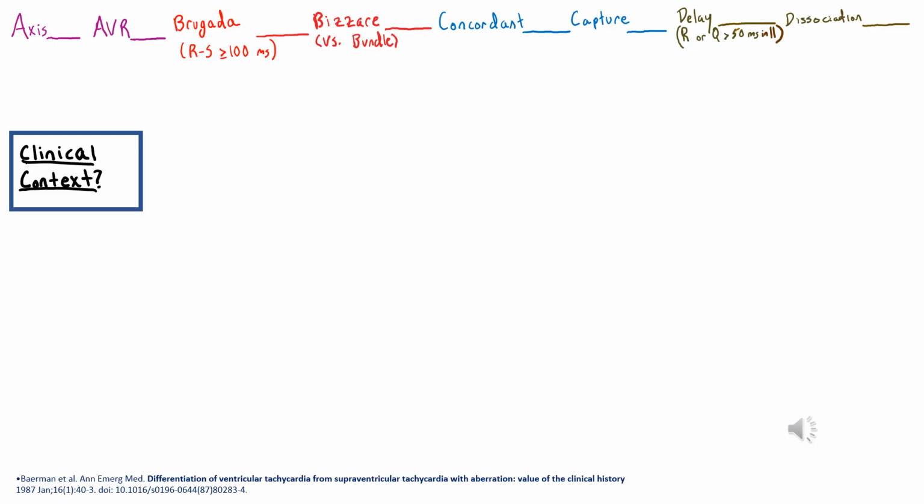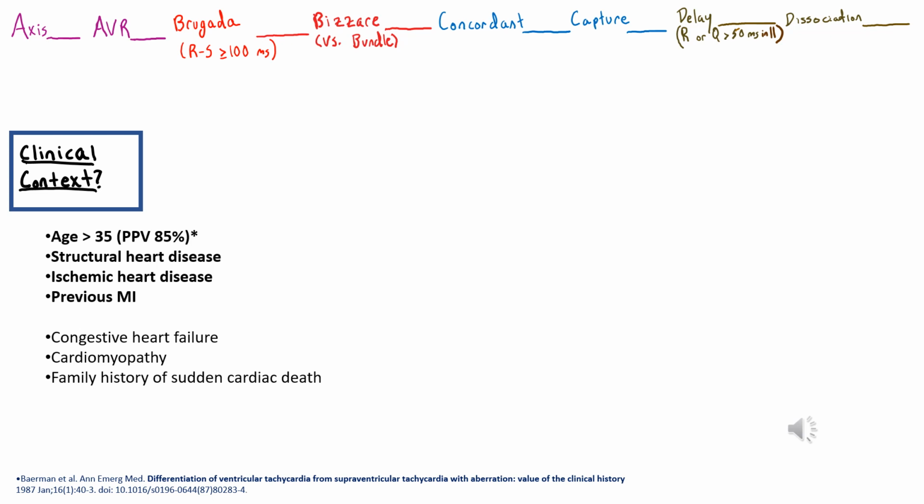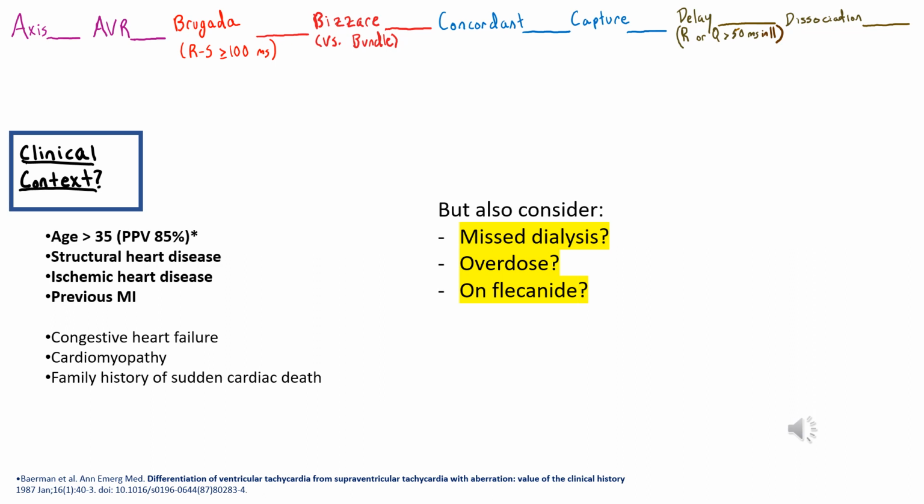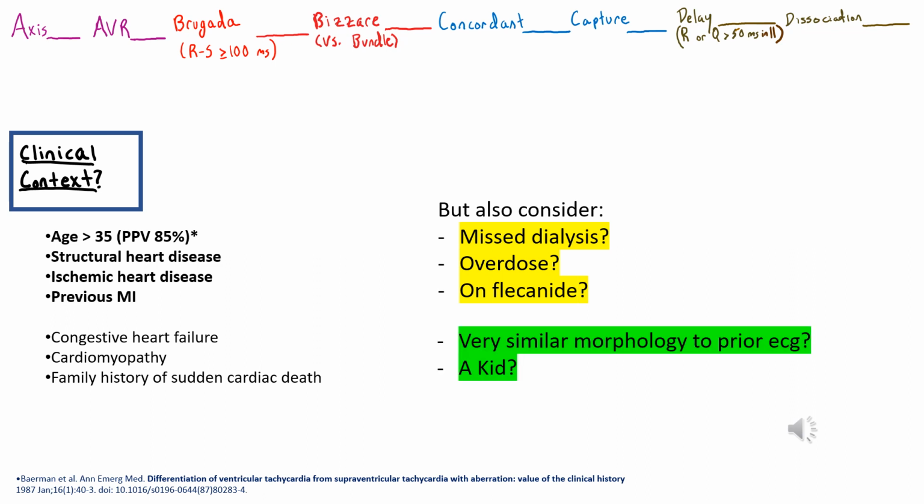First, though, let's discuss clinical context. If you're older and have a history of MI or structural heart disease, you're much more likely to be in VTach, like 90% more likely. But think about risk factors for hyperkalemia and sodium channel blockade too. Are you a dialysis patient who missed it? Is this an overdose patient? Is this person on flecainide? And then, if you're dealing with someone who has a very similar morphology to a prior ECG, or you're dealing with a kid, this might point towards SVT with aberrancy or another non-VTach source of wide complex tachycardia.